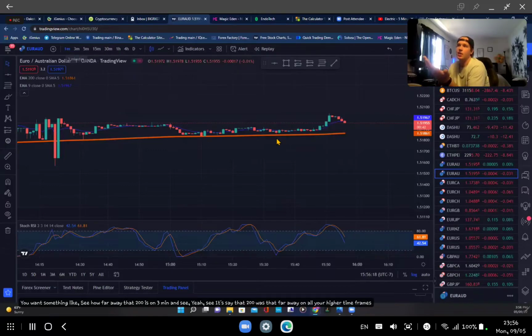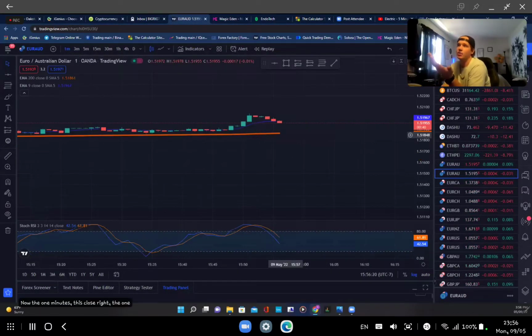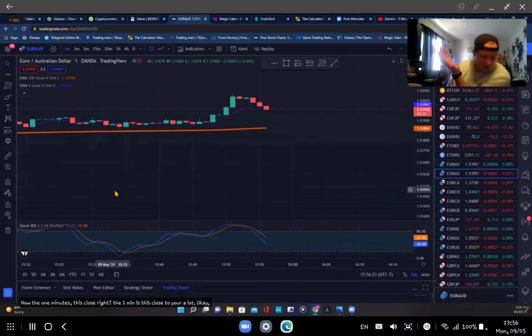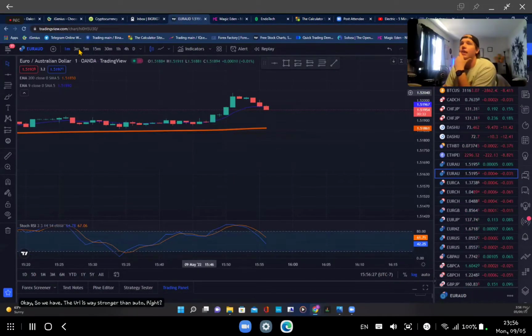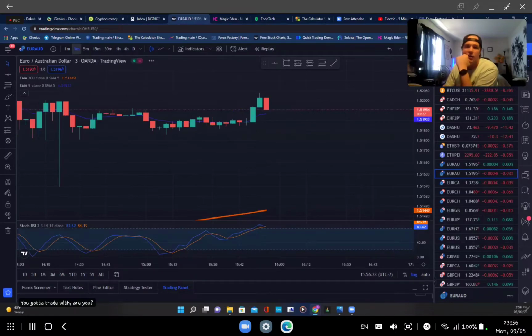Now the 1 minute's this close, right? The 1 minute is this close to euro odd, okay? So we have the euro odd. Euro is way stronger than odd right now. Let's see if this thing would pull it down, because this is your style you got to trade with on here. Okay, so I cleared my sell at 507.